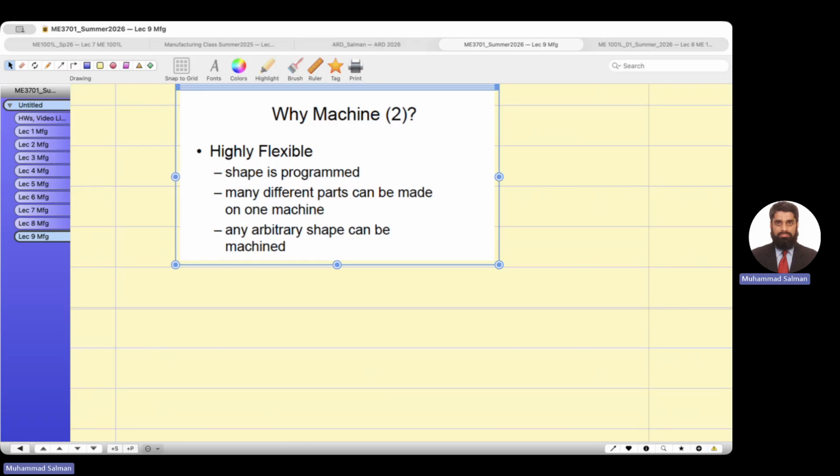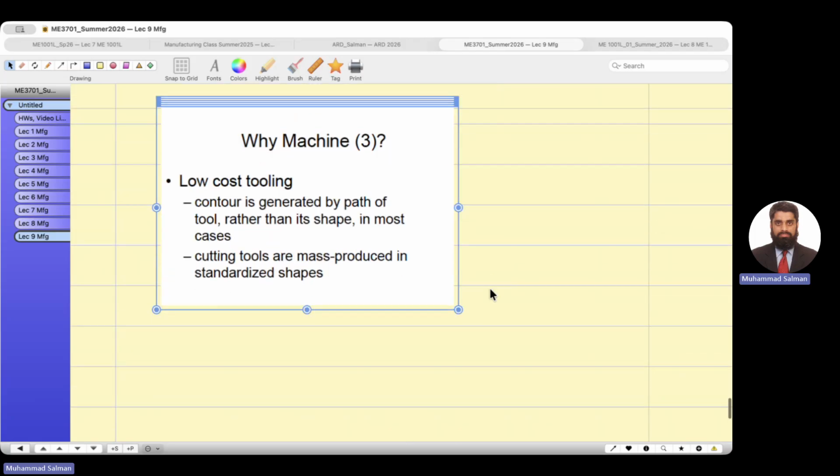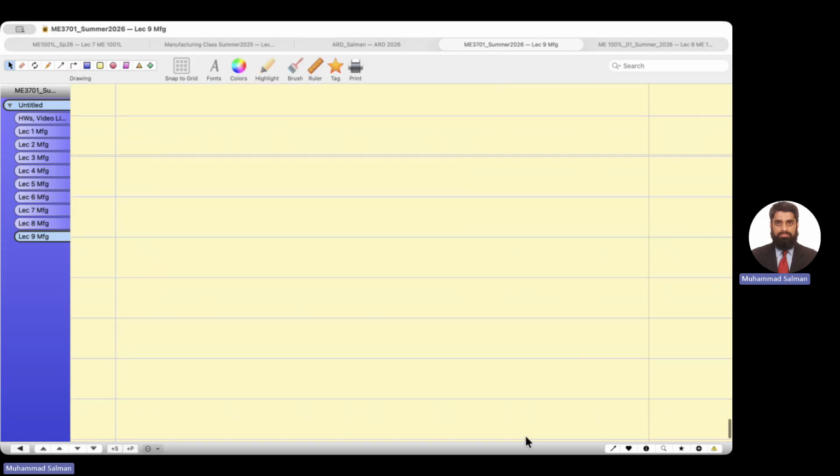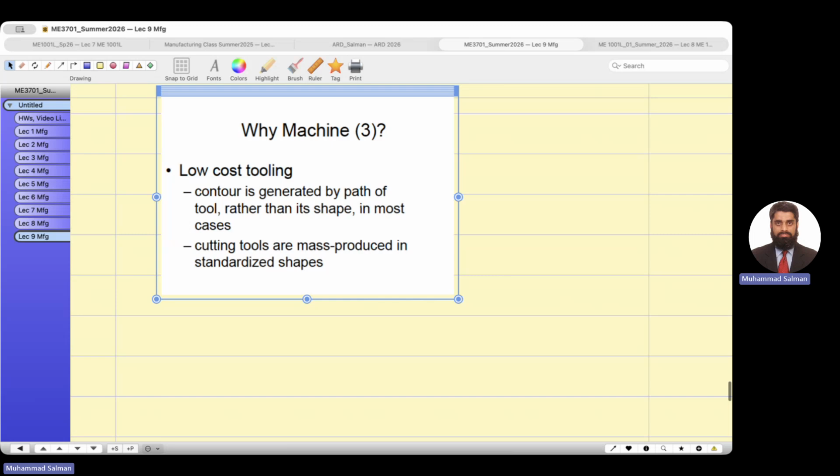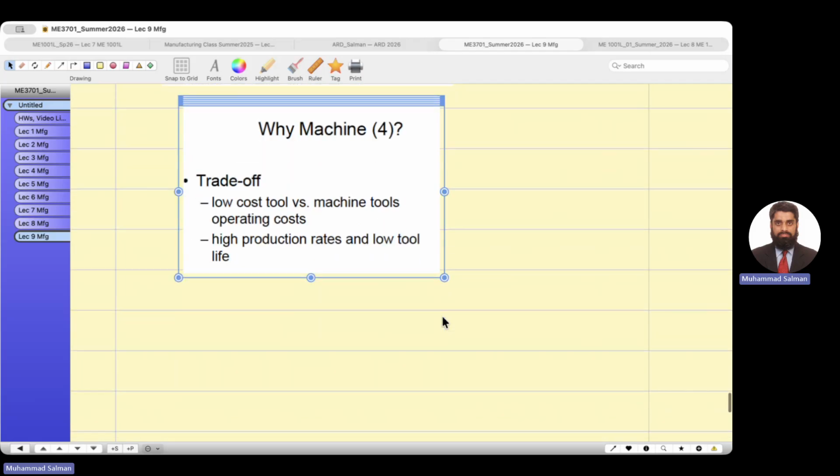I'm going to skip some descriptive slides, and I will go to the analysis: how to find out the cutting forces and thrust forces on a tool. So you see, these are the trade-offs. I want to read this slide: low cost tool versus machine tools, high production rates, and low tool life.